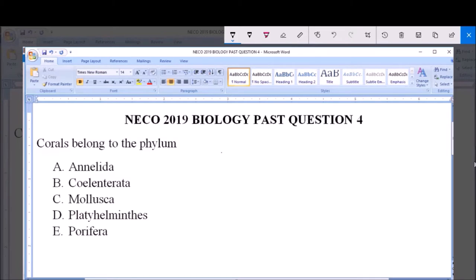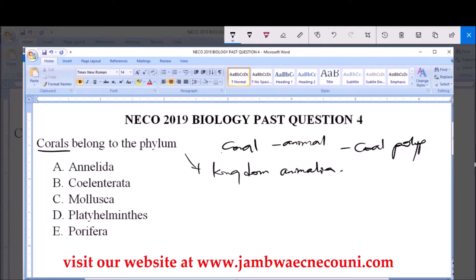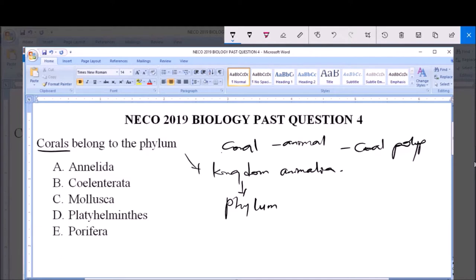Now, coral is an animal, and they are usually called the coral polyp. Coral belongs to a phylum under kingdom Animalia, and this phylum is the phylum Coleopterata, or what we call phylum Cnidaria.